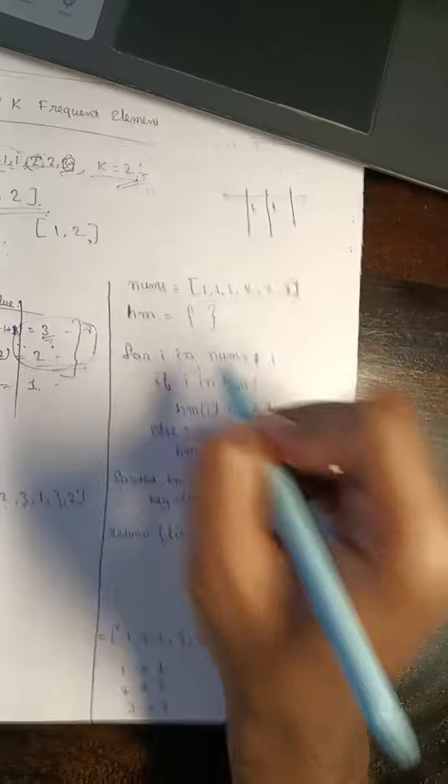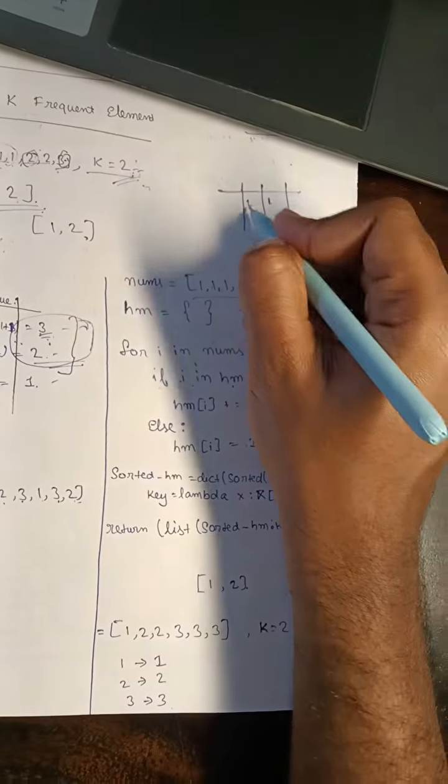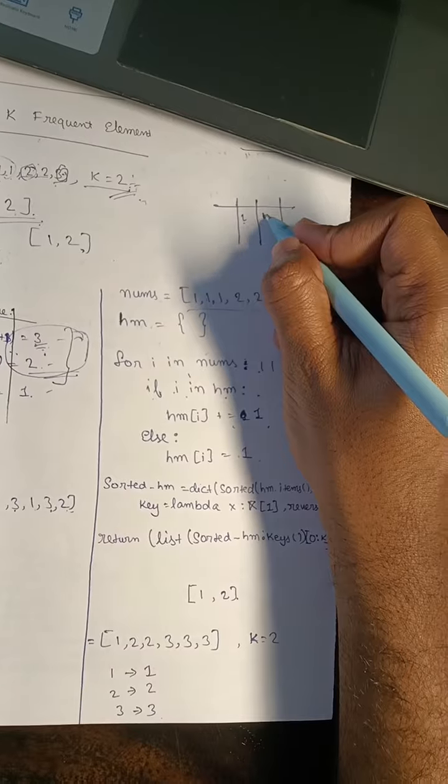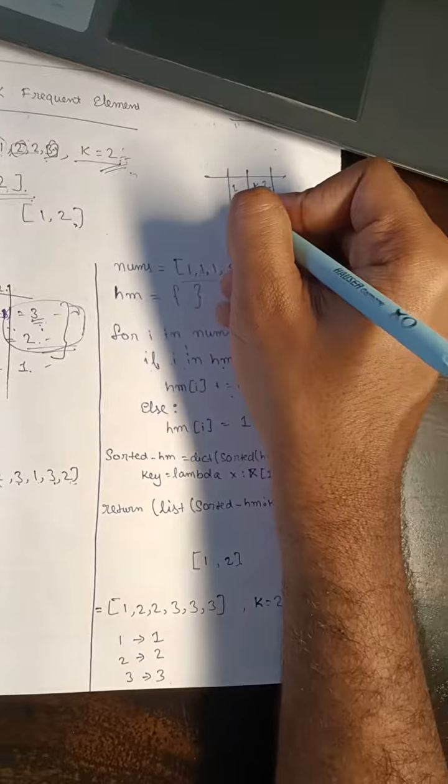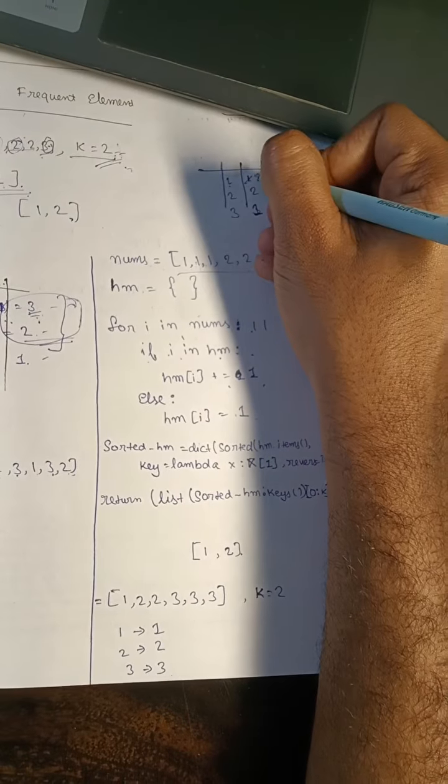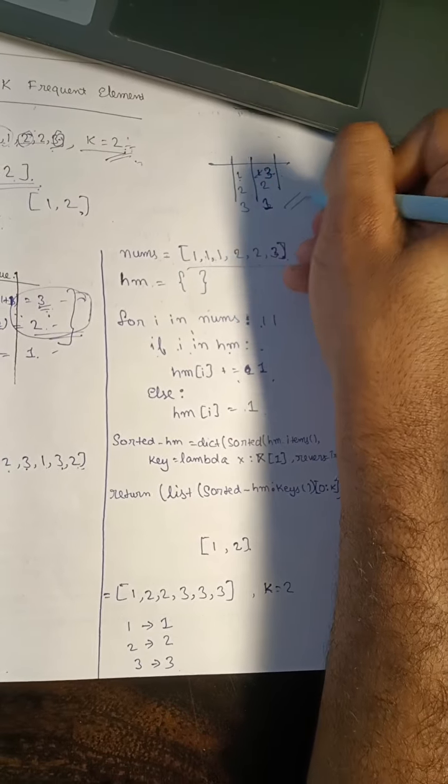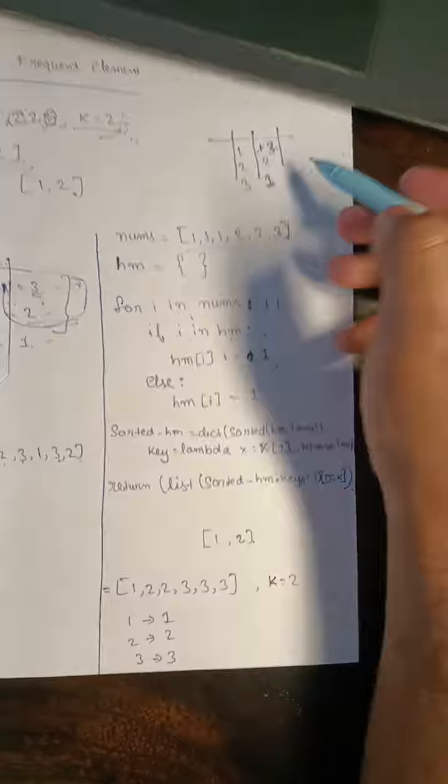Again it will go in the for loop. Again 1 will come. It will check if 1 is in the hash map. 1 is already in the hash map, so it will simply increment the value, which will become 2. Like this, it will make our hash map: 2 will be 2 and 1 will be 3. Our final hash map will look like this. So now we need to sort this.